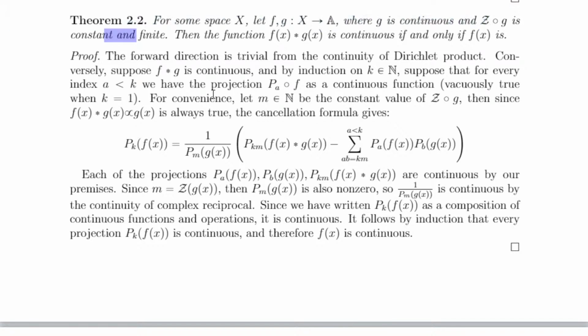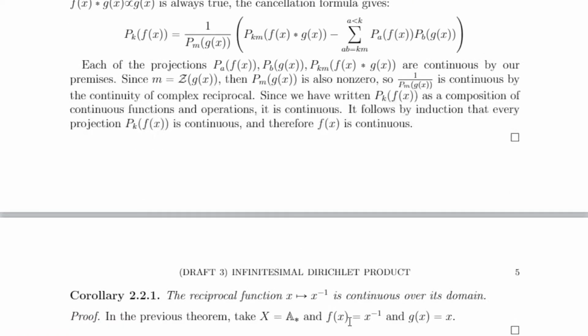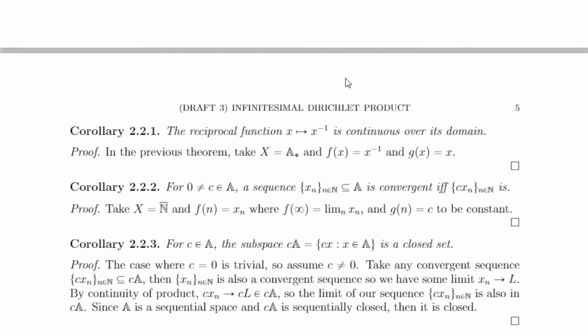That's constant and finite. So by the result of this theorem, f times g is continuous if and only if f of x is continuous. But f of x times g of x is 1, because we have x times x inverse. That's just 1, the unit. And of course, that's constant, so it's a continuous function. Because the product f times g is a continuous function, then f of x is a continuous function. So f of x, the reciprocal function, is continuous in its domain.